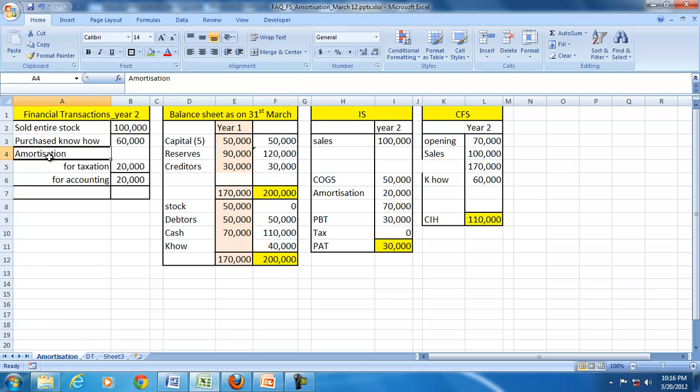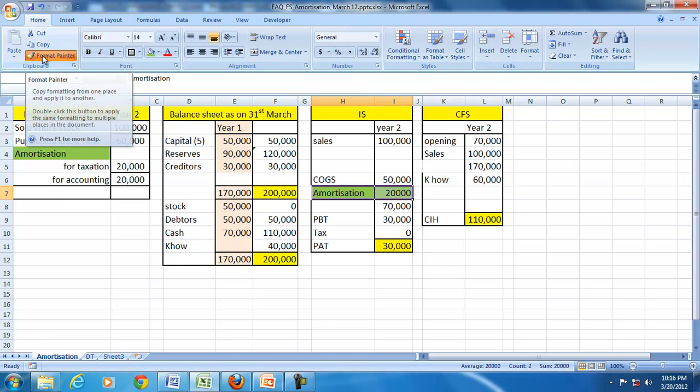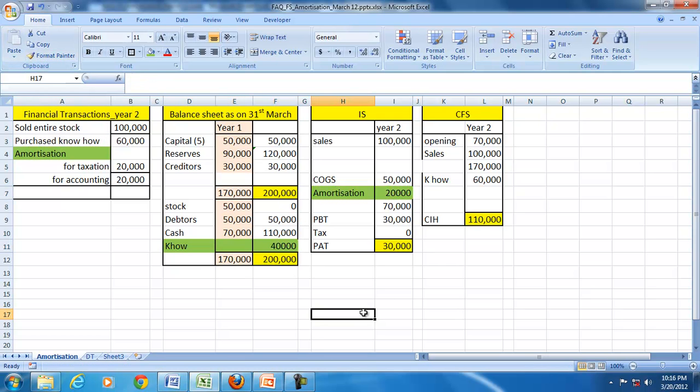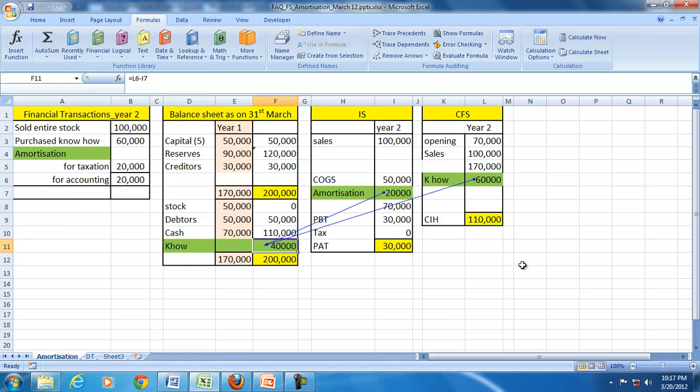The focus of this session was on the amortization. The amortization is shown in the income statement to the extent of the amount amortized, and the value of the asset is reduced to the extent of the amortization, and the purchase of know-how or intangible is shown in the cash flow statement. So know-how, which is an intangible asset, is reduced to the extent of amortization, and there is no direct effect of amortization on the cash flow, but cash flow is affected to the extent of know-how purchased.